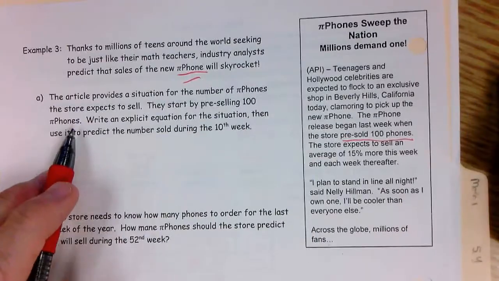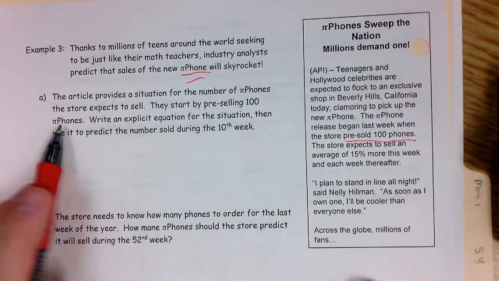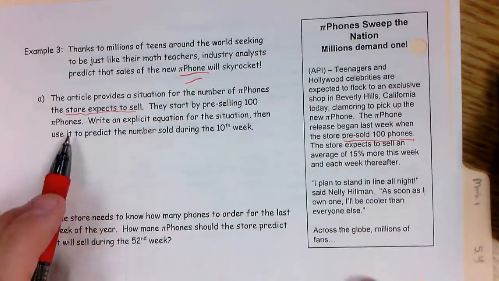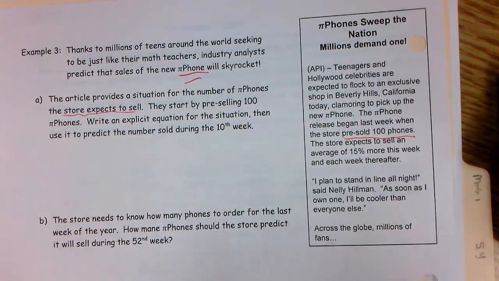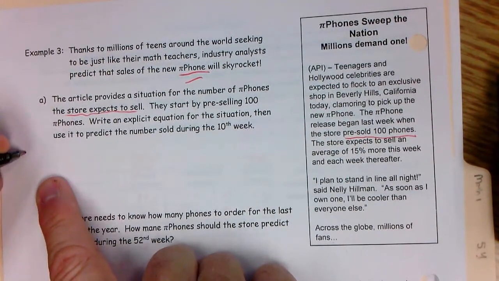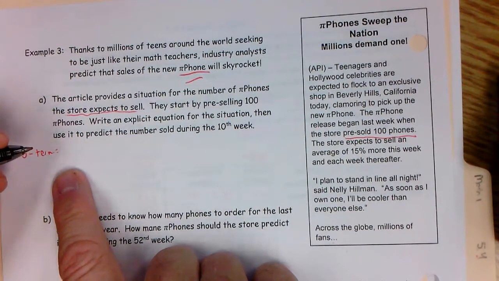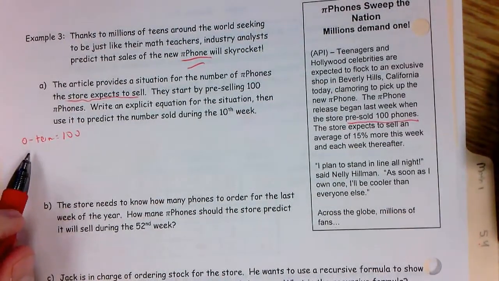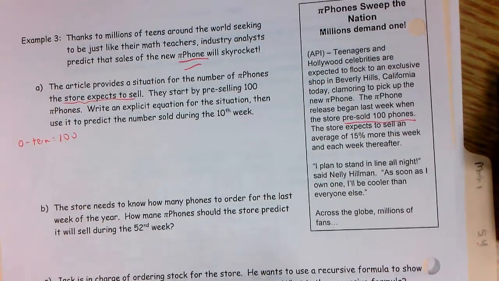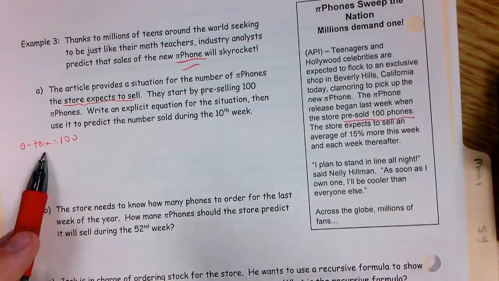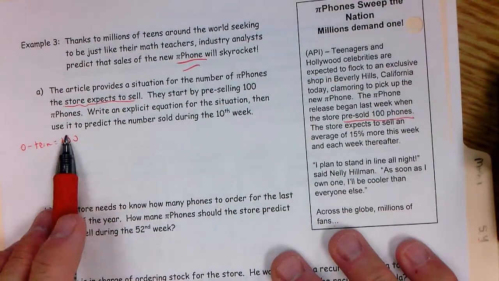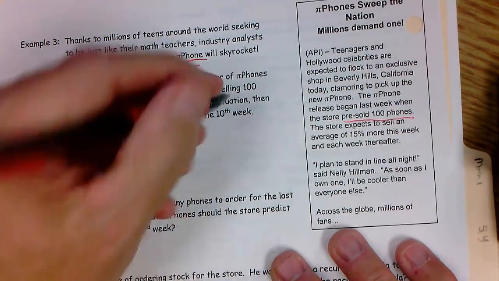So this article provides a situation for the number of PiPhones the store expects to sell. They started by pre-selling 100 PiPhones. So, right, you should recognize that as our starting amount. And our starting amount is our zero term. And our zero term is 100. Right? When we start graphing these things, our zero term would be our y-intercept, right? The starting amount is the y-intercept, or when x equals 0. Write an explicit equation for the situation, then use it to predict the number sold during the 10th week.